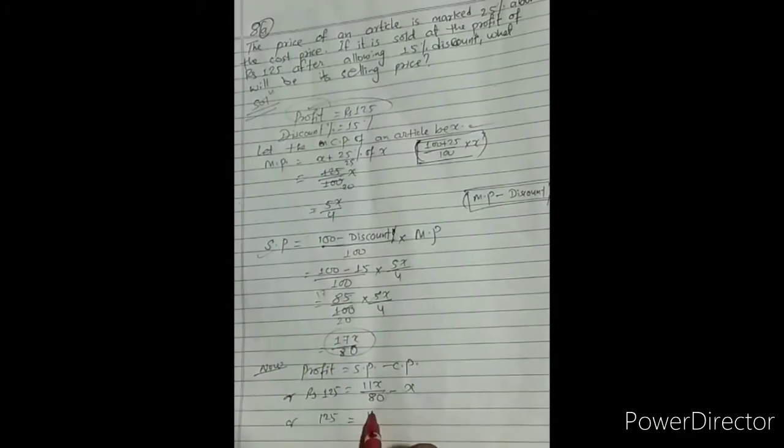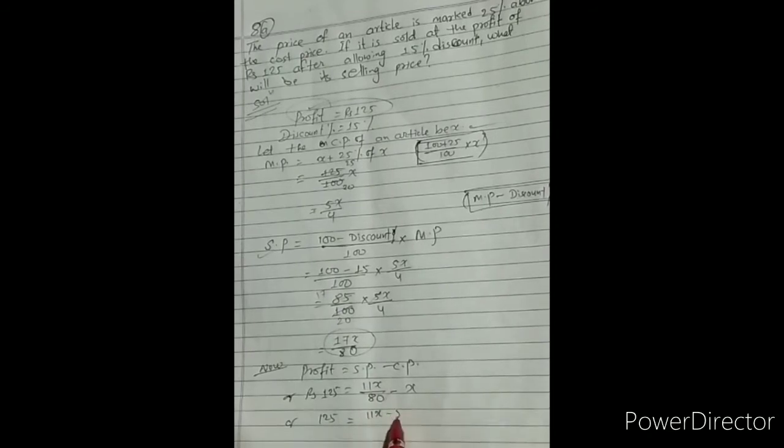What is asked in the question? To find just the selling price. So we keep the value of X in the selling price. Okay, 125 equals 17x minus 80x divided by 80.